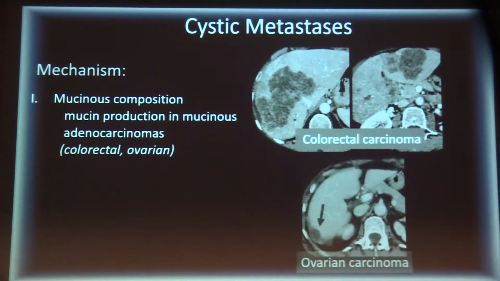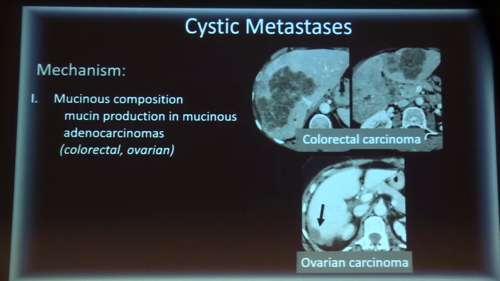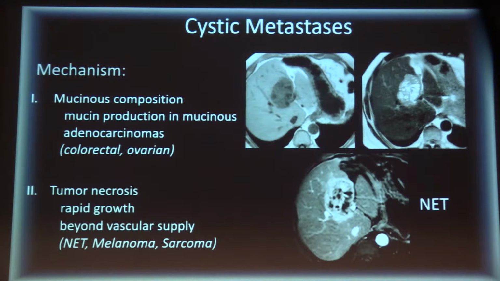And usually with ovarian carcinomas, the metastases spread along the peritoneal surfaces. So they can spread to the liver surface along the visceral peritoneal layer, or along the diaphragm, along the parietal peritoneal surface. The other mechanism is tumor necrosis, and this is caused by rapid growth beyond the vascular supply of the lesion, and this is seen with neuroendocrine tumors, melanoma, and sarcoma.